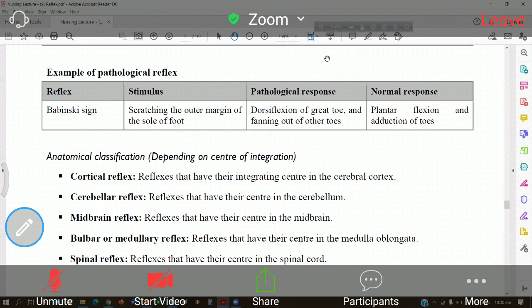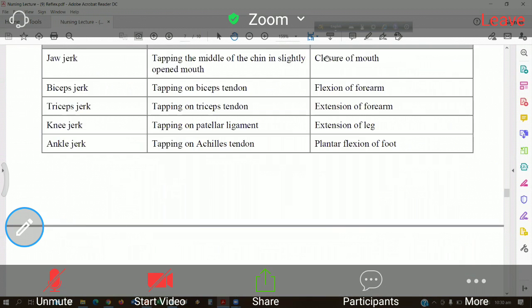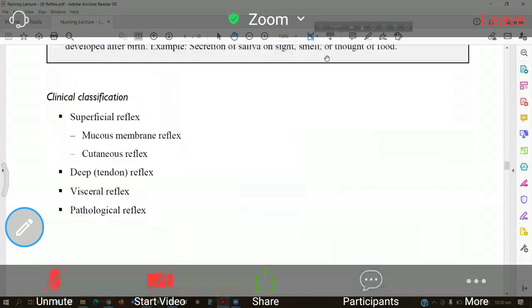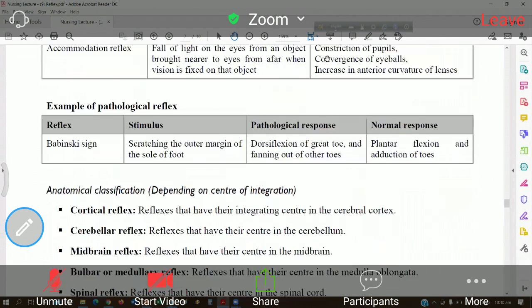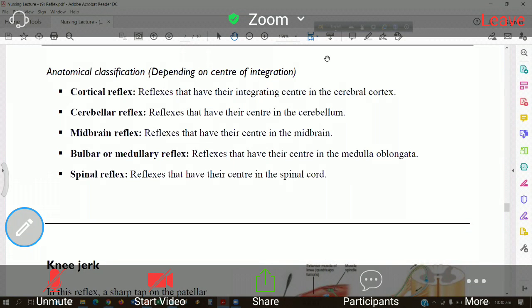Now, so far we have classified reflexes on the basis of whether they were present at the time of birth or not, that is, clinically. There is another mode of classifying reflexes, called the anatomical classification of reflexes. This depends on the location of the center of integration. Here the reflexes are classified as cortical reflexes, cerebellar reflexes, midbrain reflexes, bulbar and medullary reflexes, and spinal reflexes. By the name, we can understand where the integration is taking place.